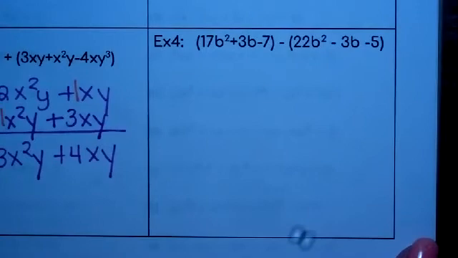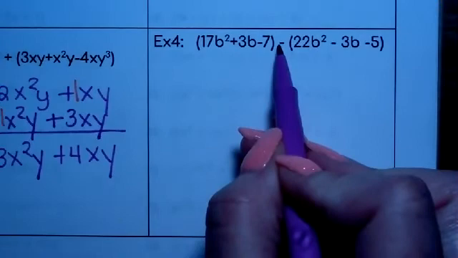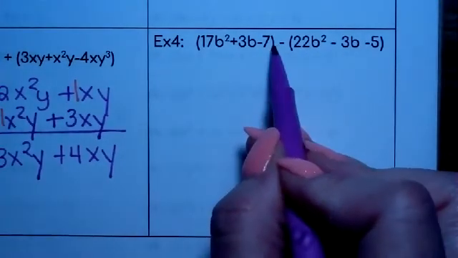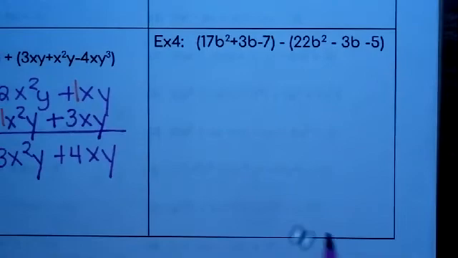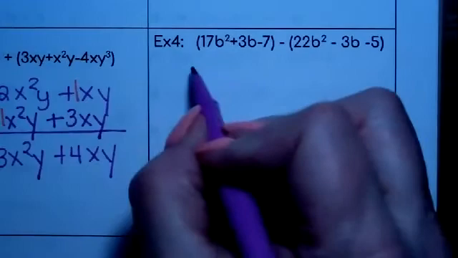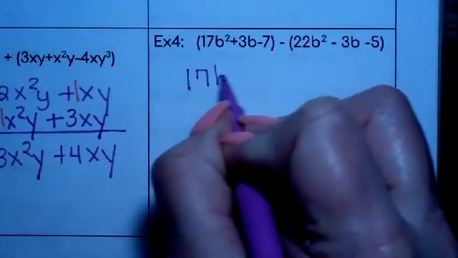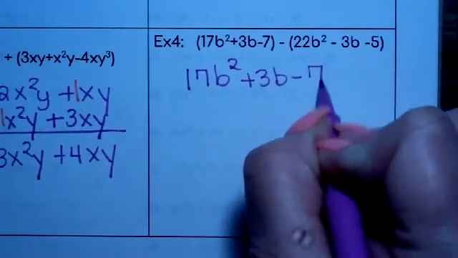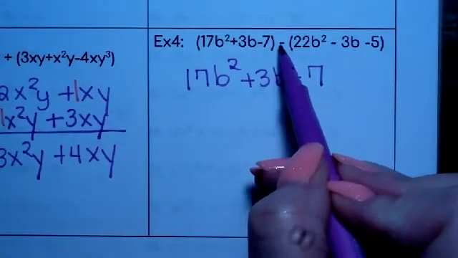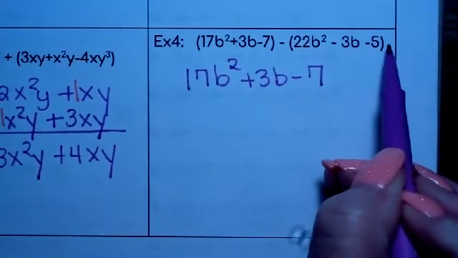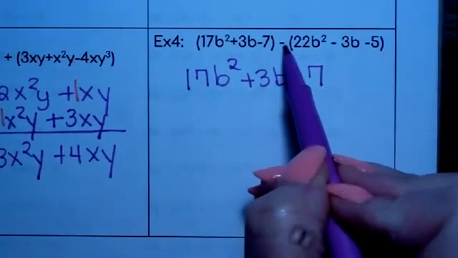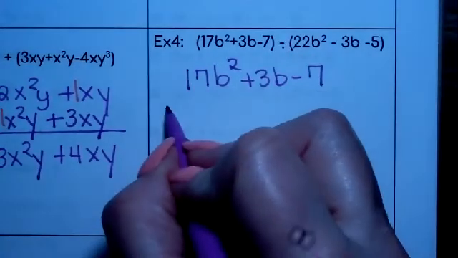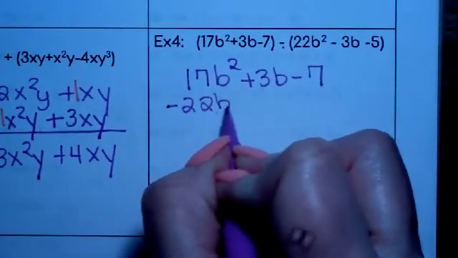Okay, now number 4, the reason I picked this example is because we're going to be subtracting a subtraction, subtracting a subtraction, okay? So I'm going to focus on that as we set this problem up. Well, I'm still going to do the first line like always, rewrite it, 17b squared plus 3b minus 7. Now, I got to remember that I'm subtracting everything inside of my parentheses. So the first thing I'm going to do is subtract 22b squared. So I'm going to put right here minus 22b squared.